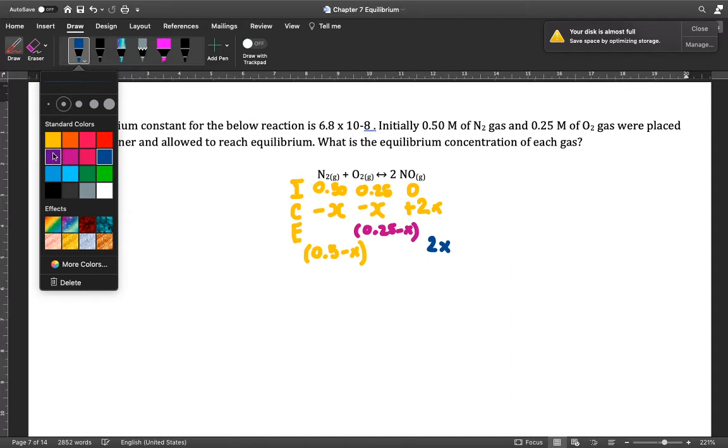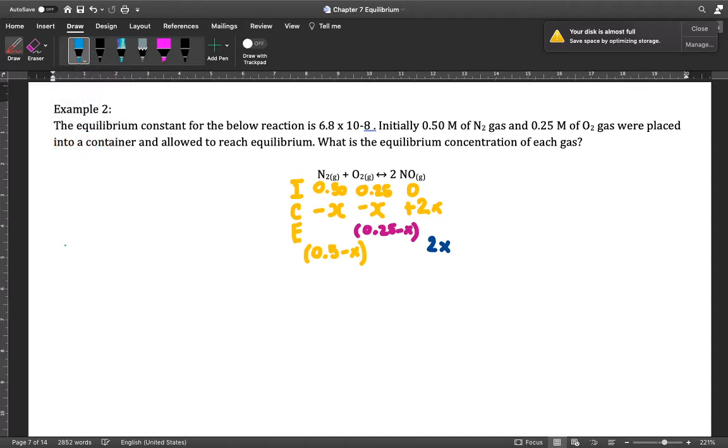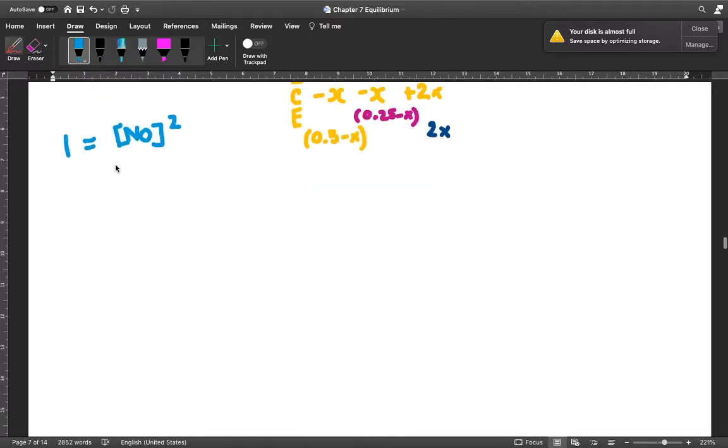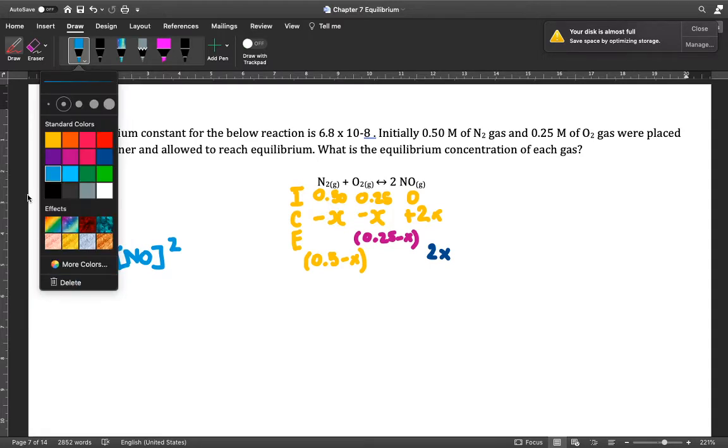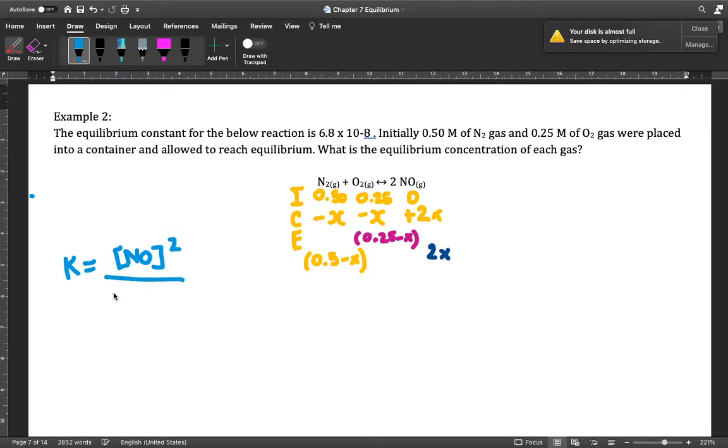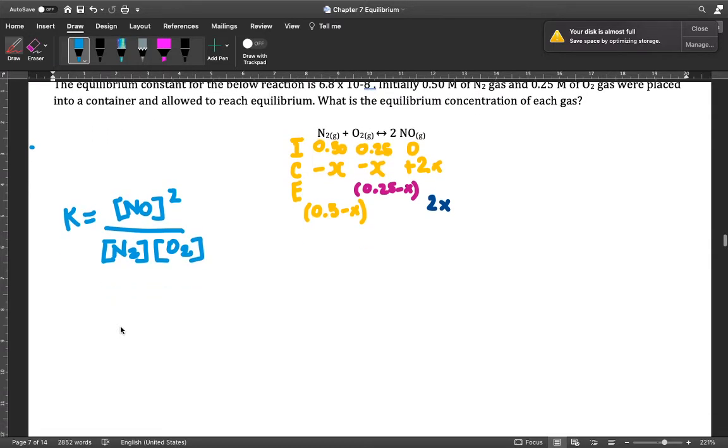Now I'm going to do exactly what we did in that previous question and write an expression for the equilibrium constant. K is equal to the concentration of our product raised to its coefficient, which is 2, divided by the concentration of the reactants raised to the exponent, which is 1. There we go. So this is my general formula. Let me plug in my expressions here.